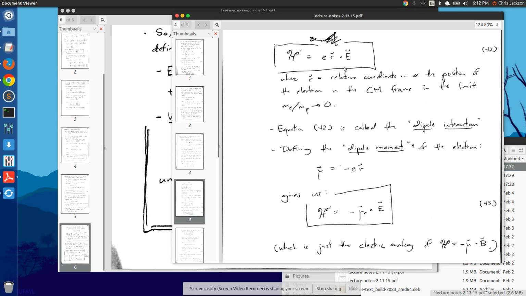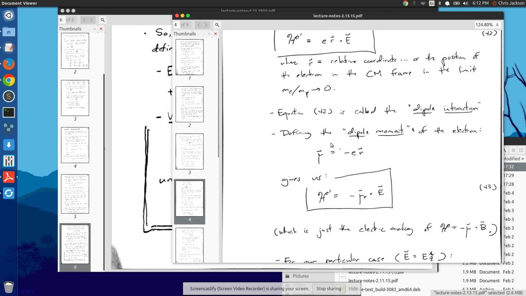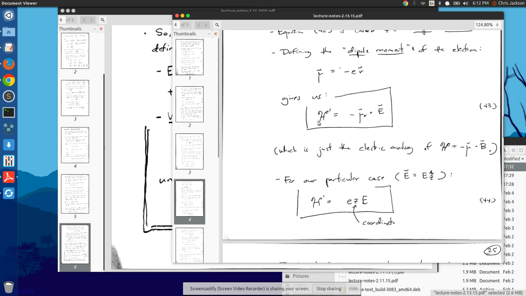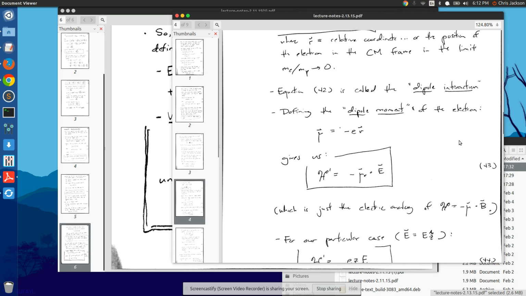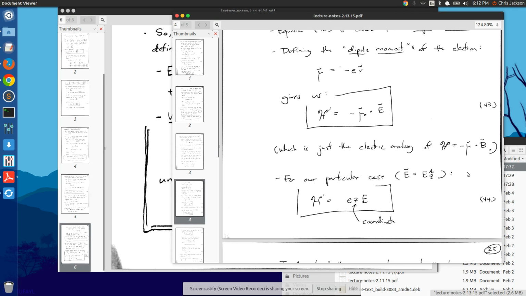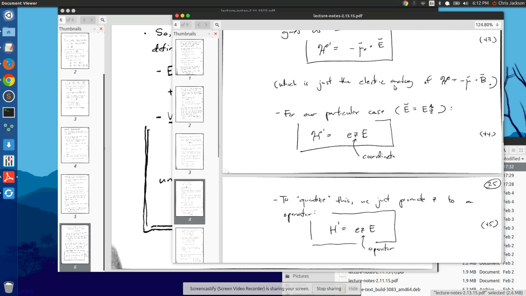It's just the analogy of the magnetic dipole interaction. In fact, we can define the electric dipole moment of the electron as minus e times the position vector r. And that gives us an equation that looks very similar to the magnetic dipole interaction. Just remember that these two mu's are different. For our particular case, we're putting the electric field in the z direction, so this reduces down to this.